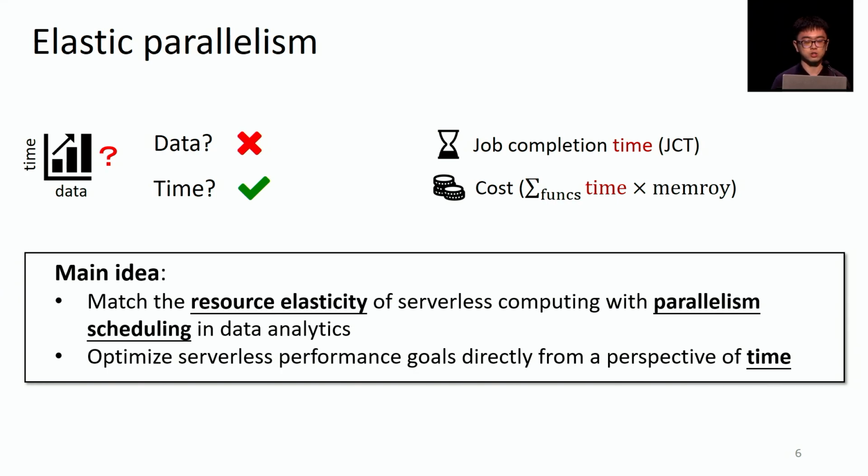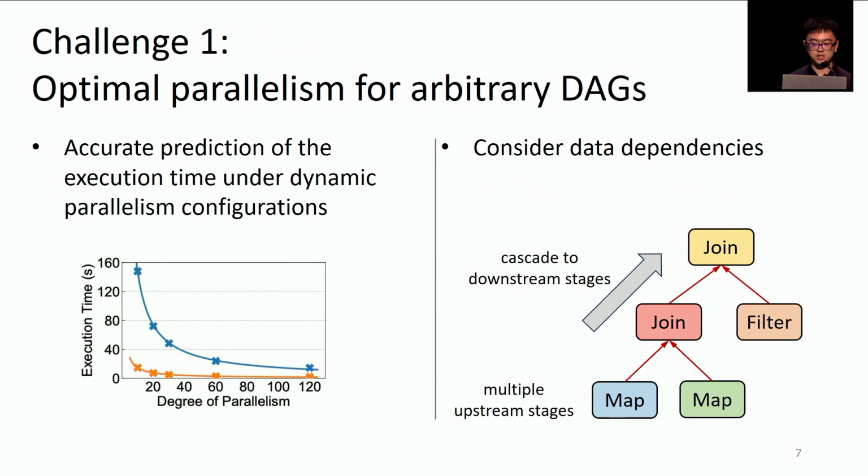However, achieving such elastic parallelism faces some challenges. First, elastic parallelism requires an accurate prediction of the execution time under dynamic parallelism. And as mentioned before, to calculate the optimal parallelism configuration, we also need to consider the data dependencies, which can be very complex in arbitrary DAGs.